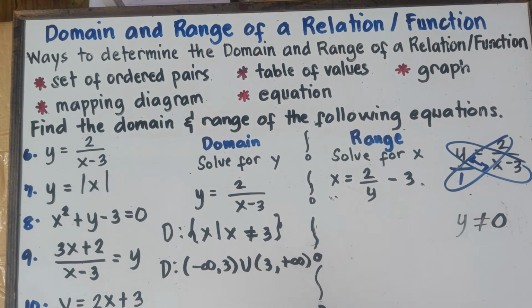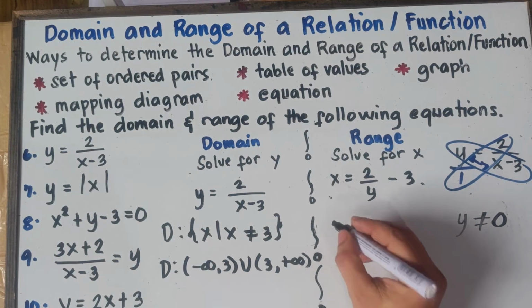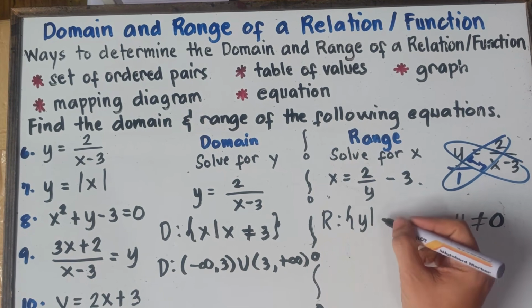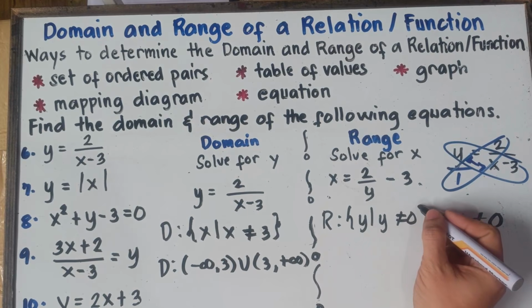You can have any number for y. You can have 1, you can have 2, you can have 3, any number for y, as long as it's not 0. So therefore, we can say that the range is the set of all y such that y should not be equal to 0.